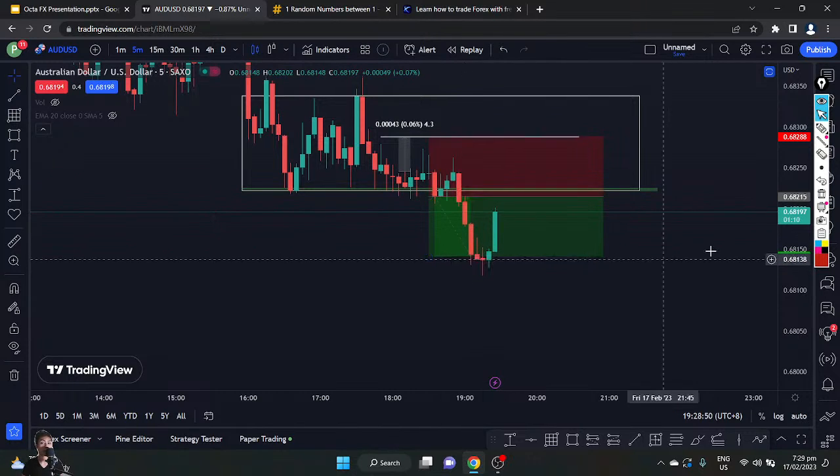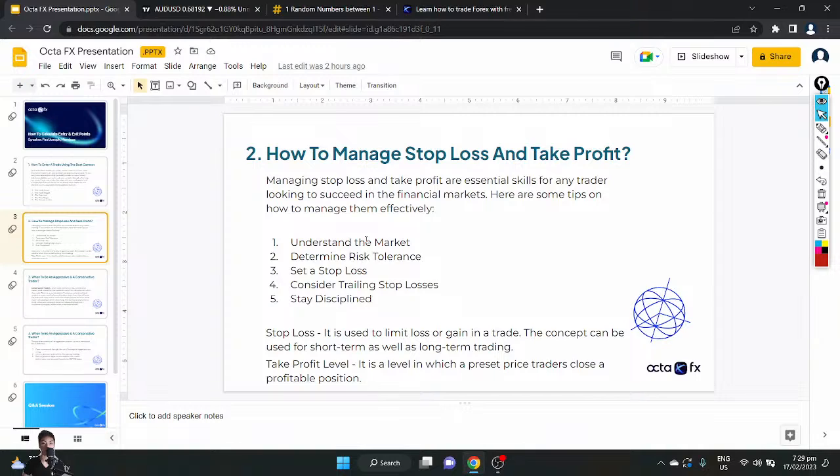All right. So again, what we did is to understand the market. Okay. We understand that the price for the Aussie dollar is going down. And then we saw that the price is giving us the Darvas box pattern. And then once you see this, all you have to do is to wait for the breakout. Or if you are a pullback trader, then you should wait for a successful breakout and then a pullback. And then the second thing to remember is to determine your risk tolerance.